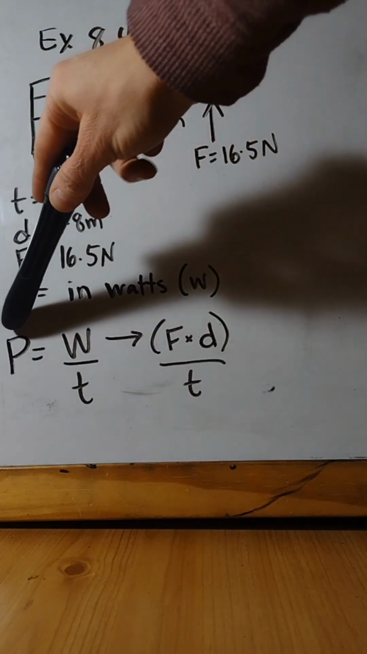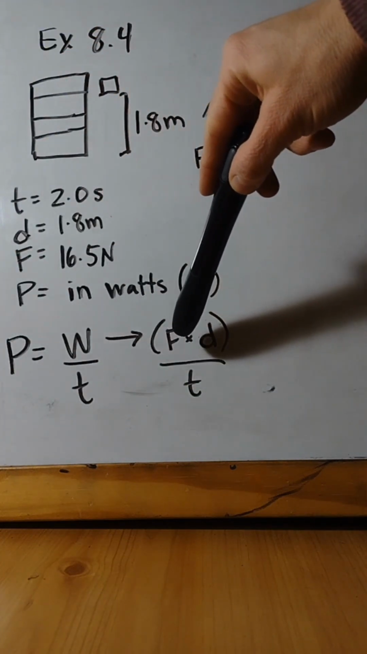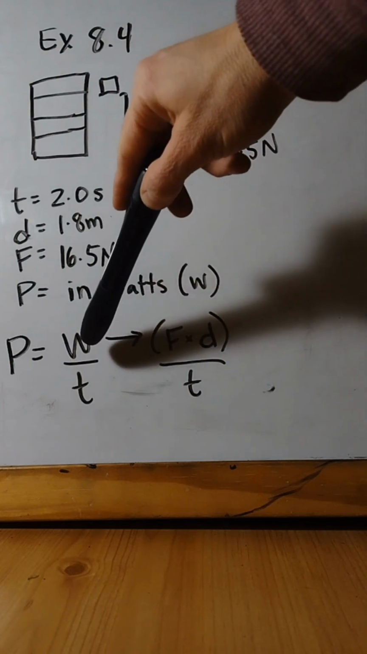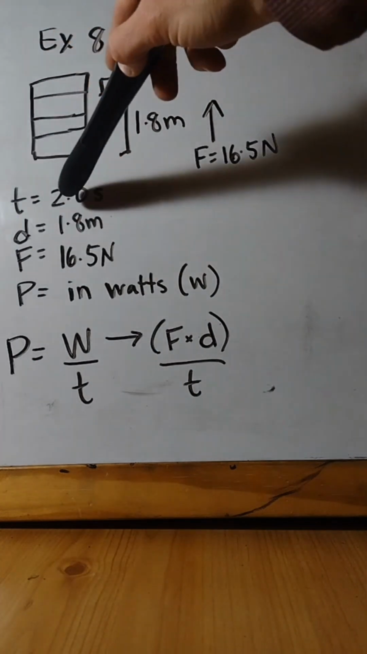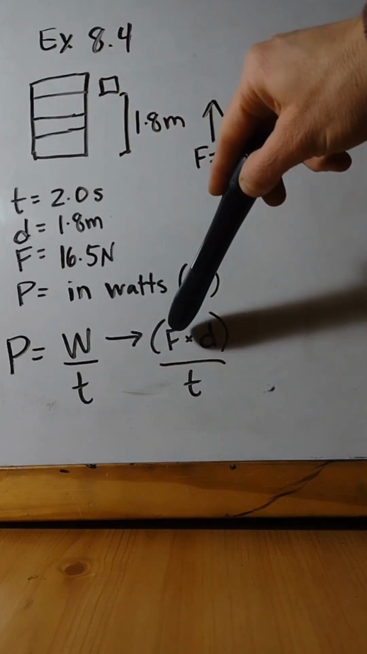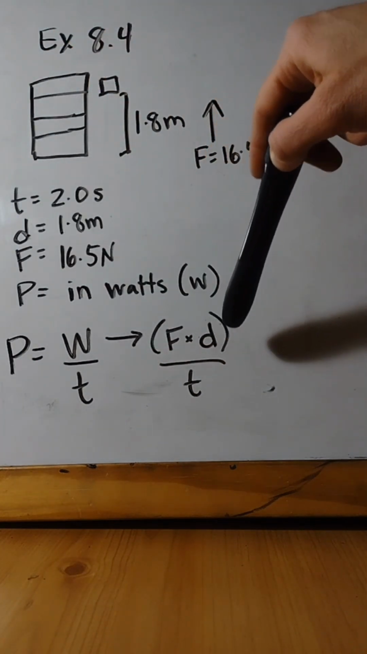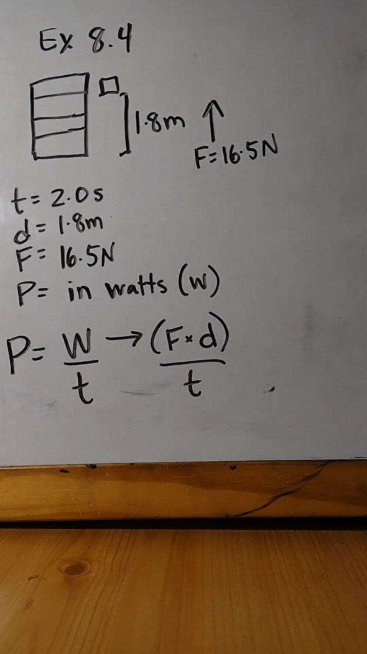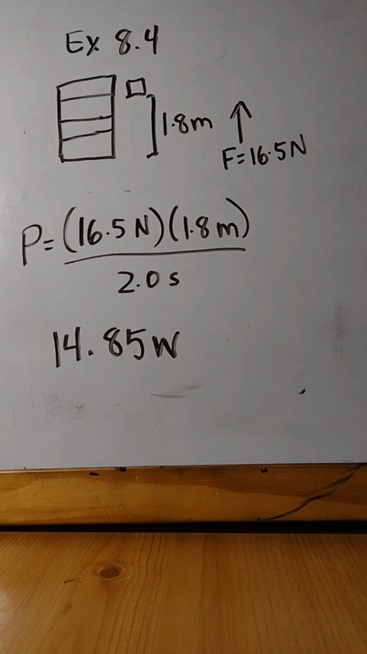Okay, so in this equation, work is equal to force times distance. So in this equation, you don't have enough places for your numbers, but just remember that work is equal to force times distance. And so then you have enough places to put all your numbers and plug them in. So I plug in my numbers and I get 14.85 watts.